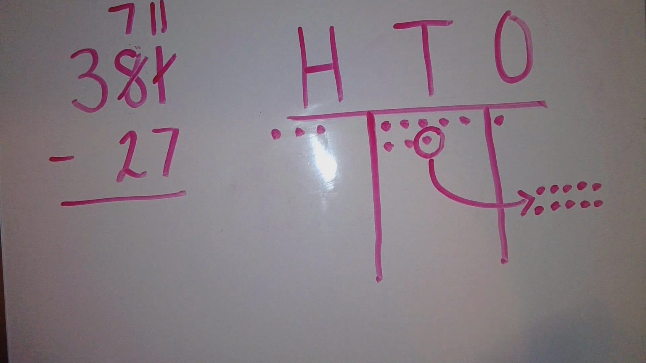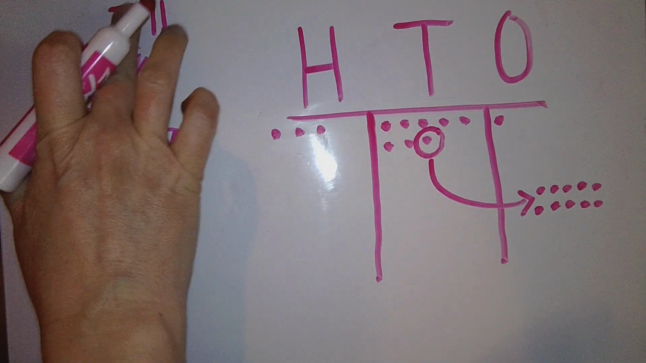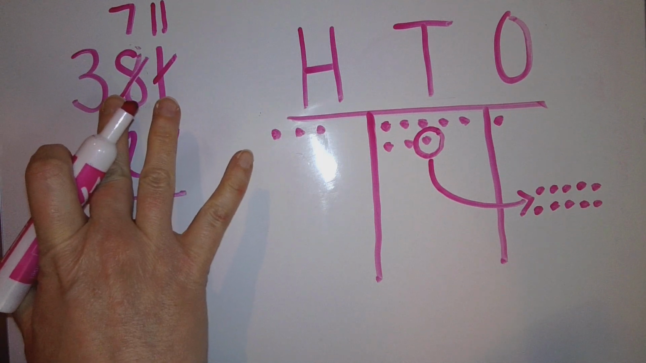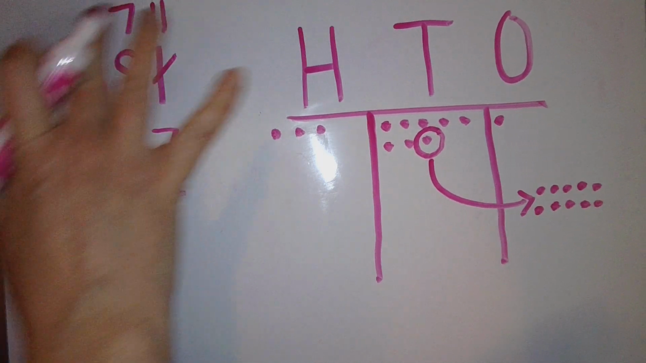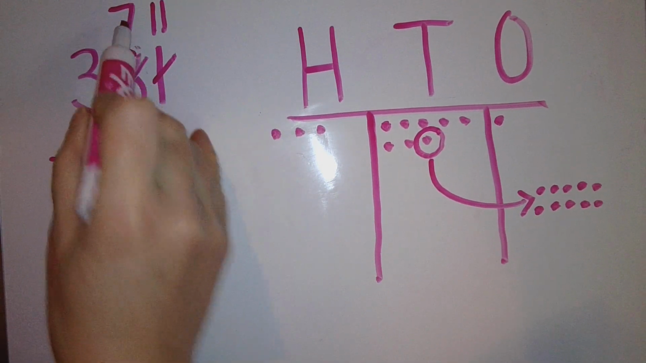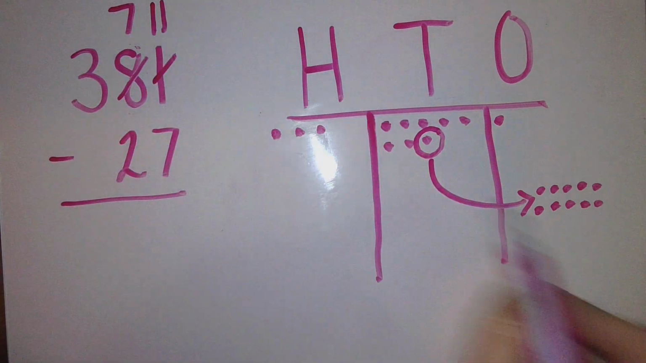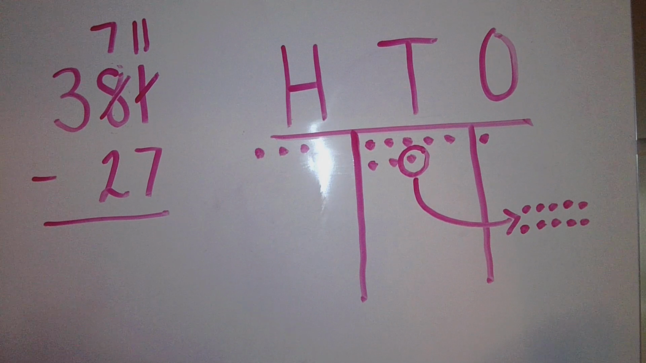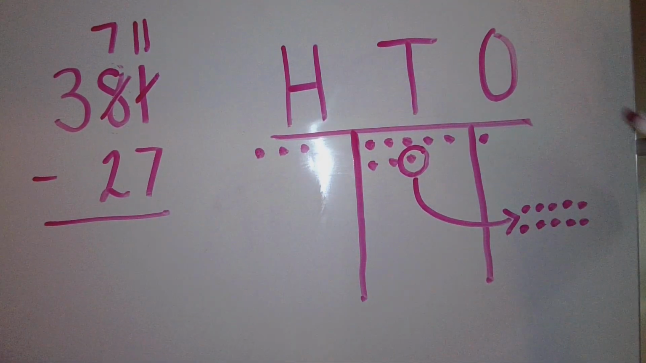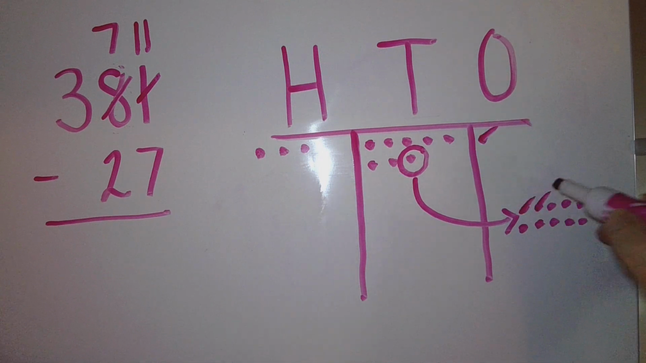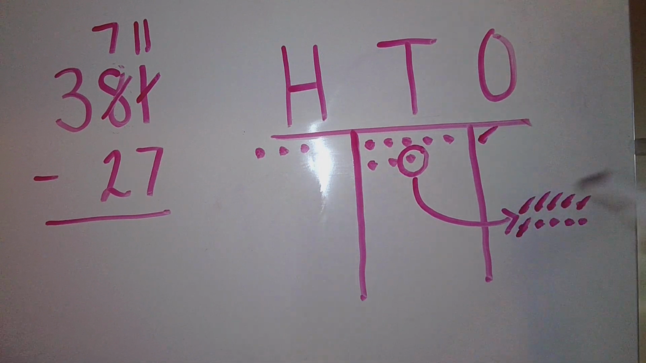And then our kids know that they are not okay to subtract at this point, because since they have renamed this ten, they need to make sure that their numbers match. So they still have 3 hundreds, but now they have 7 tens and they have 11 ones. Now they can subtract. Okay. So 11 minus 7, we want to get rid of 7. 1, 2, 3, 4, 5, 6, 7.